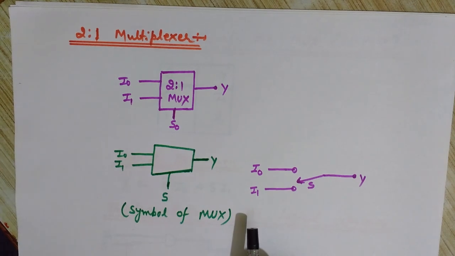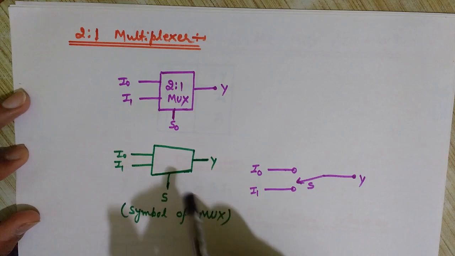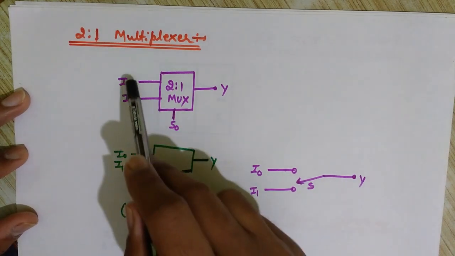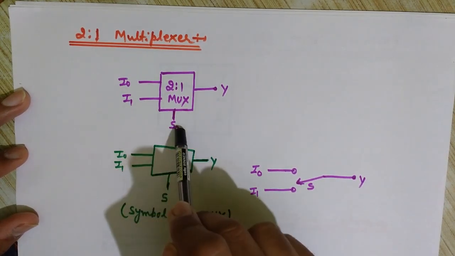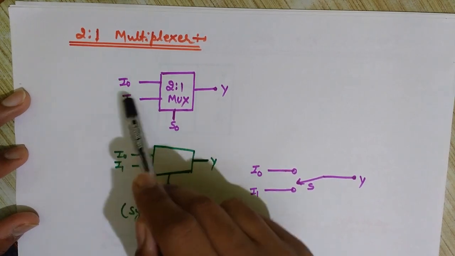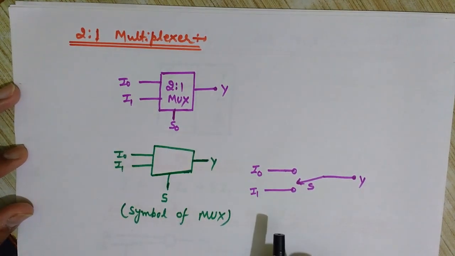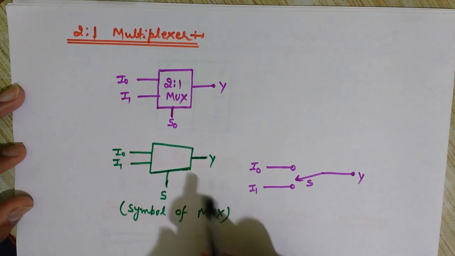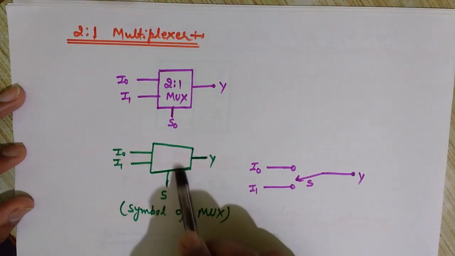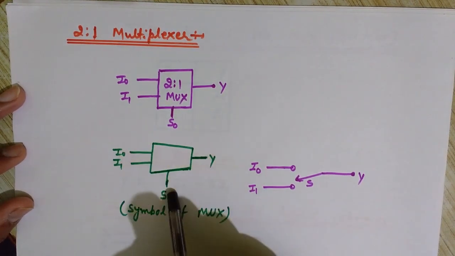And initially we have seen that for the 4 to 1 MUX we had two control inputs, because two control inputs will have four combinations and they can control four inputs. 2 to the power 2 means 4. So this is the symbol for MUX. Keep it in mind, these are inputs, outputs, control inputs.